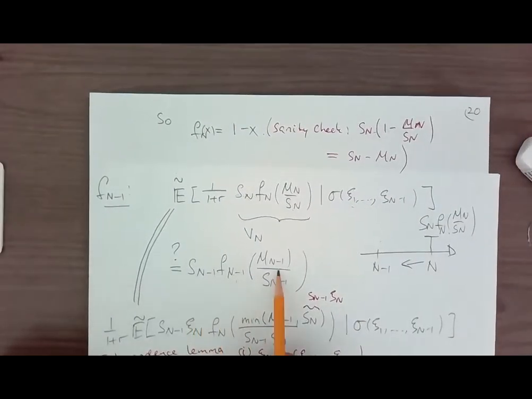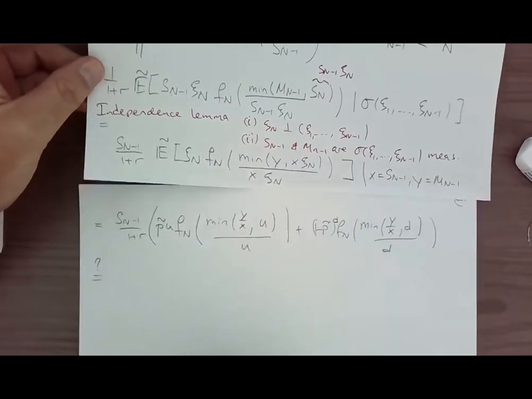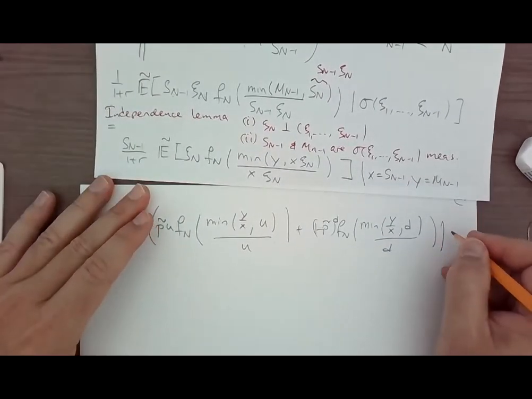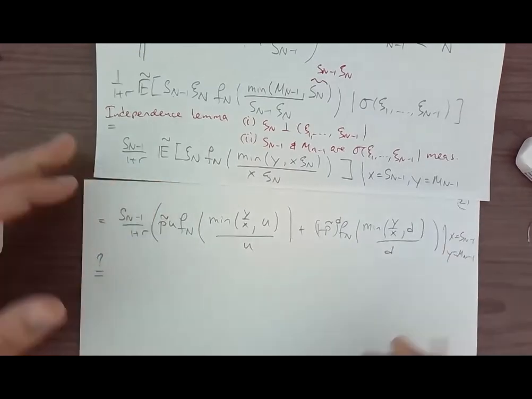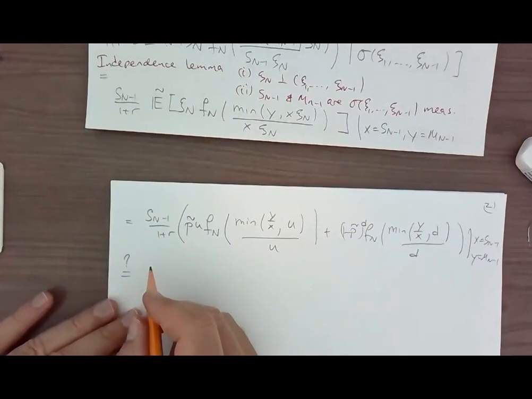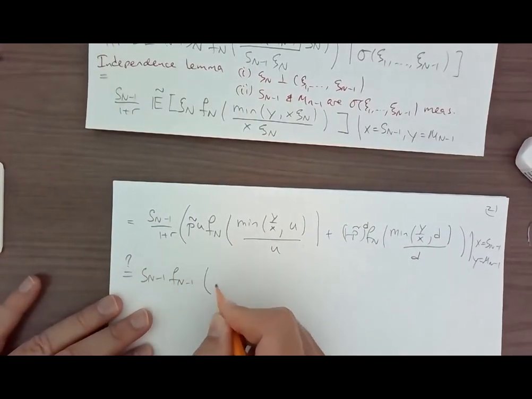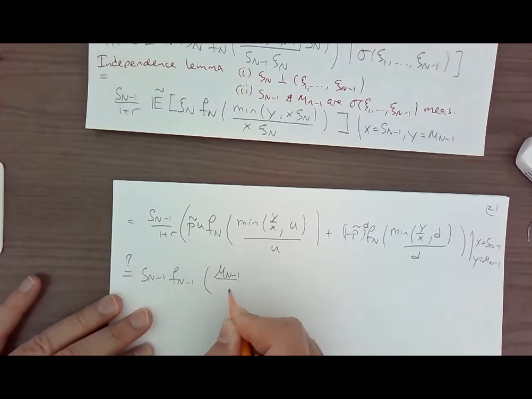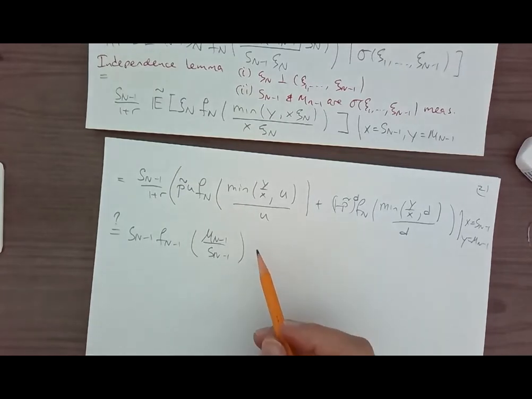And so the goal was to write this as this mess here. Is this true? So is this equal to, and of course I need to pull in what x and y are. X is equal to Sn minus 1, y is equal to Mn minus 1. Here really equal to a function Sn minus 1, Fn minus 1 applied to Mn minus 1 over Sn minus 1. Well, we have to compare.